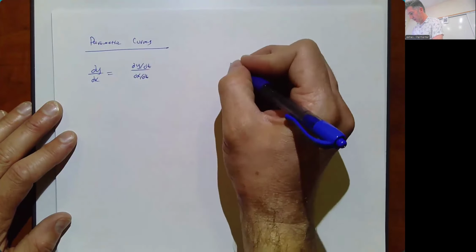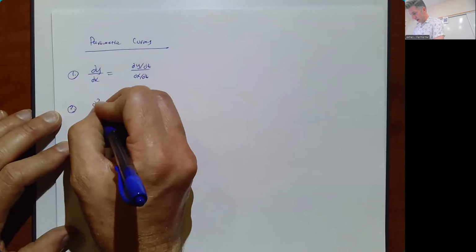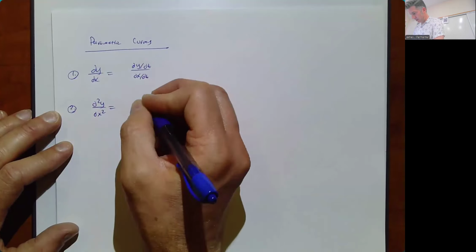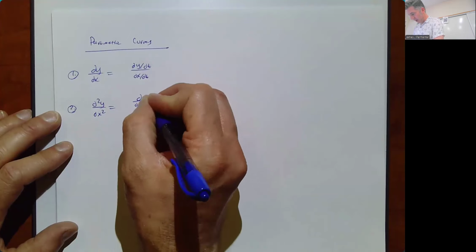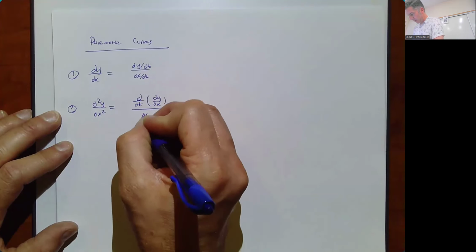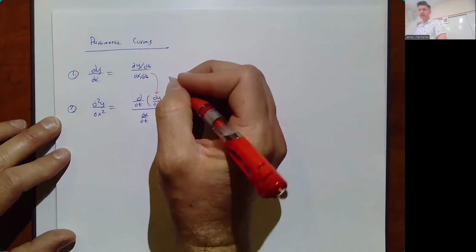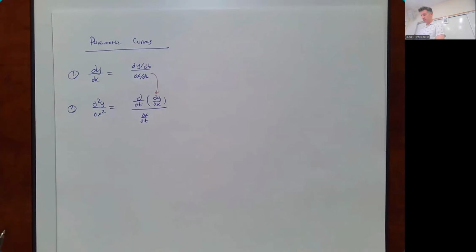We have the second derivative, d squared y over dx squared, is equal to the derivative with respect to t of dy dx over dx dt. And then you literally take what you have here and plug it in there, and then take the derivative of it with respect to t.